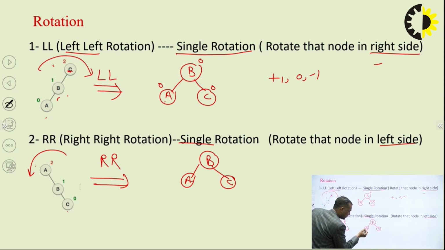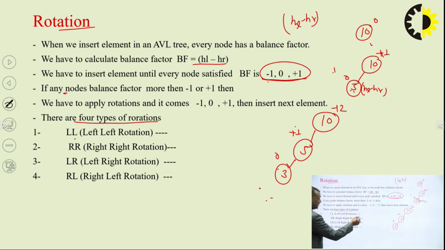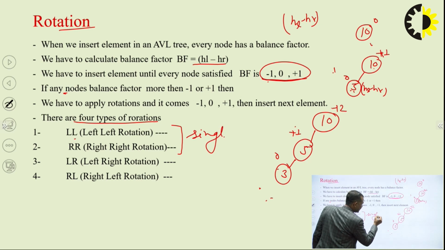That is, A: left height 0, right height 0, its balance factor is 0. What about C? Left height is 0, right height 0, its balance factor is also 0. And what is the balance factor of B? Left height is 1, right height is 1, so balance factor is 0. Means when we apply these two rotations, we perform only one time, a single rotation.